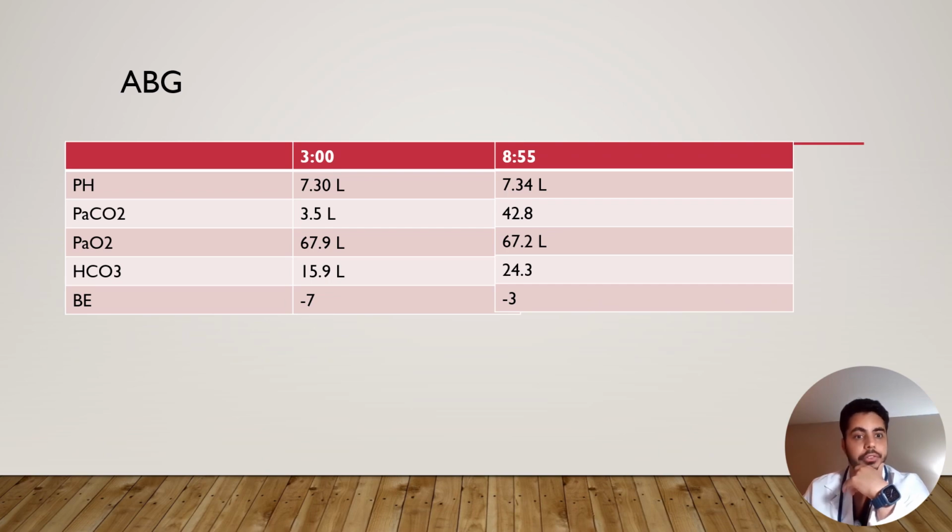PCO2 3.5, at 3 and at 8, as you can see here, from 42.8. PO2 67.9, and here 67.2. HCO3 15.9 and 24.3, and BE, which is -7, and here -3. As you can see, guys, here. And I'm also gonna attach some papers you can look at, and I'm also gonna attach this PowerPoint for you.